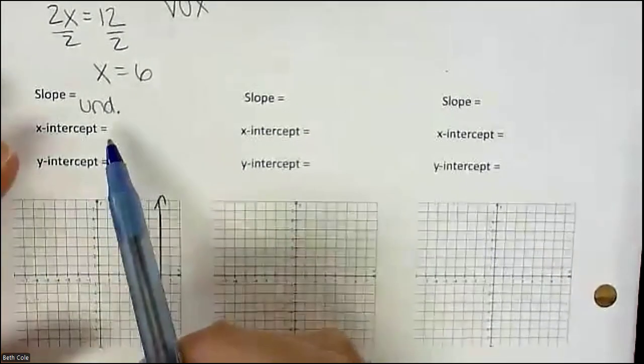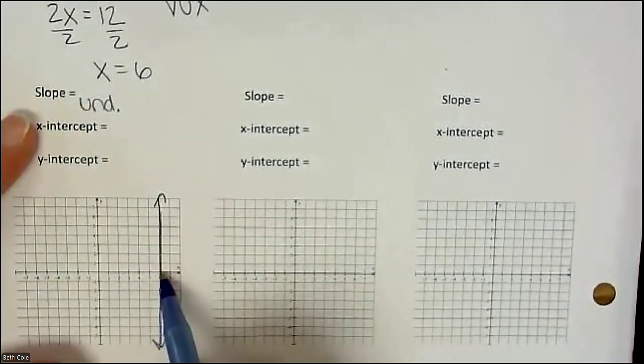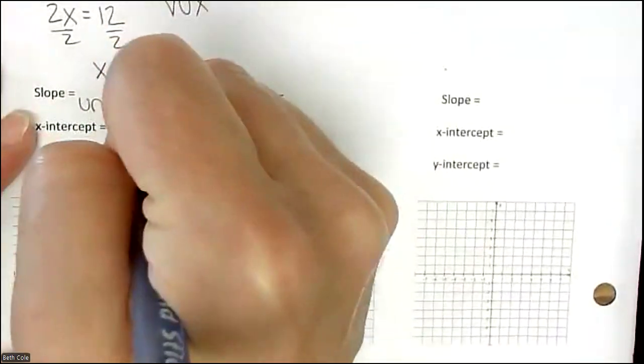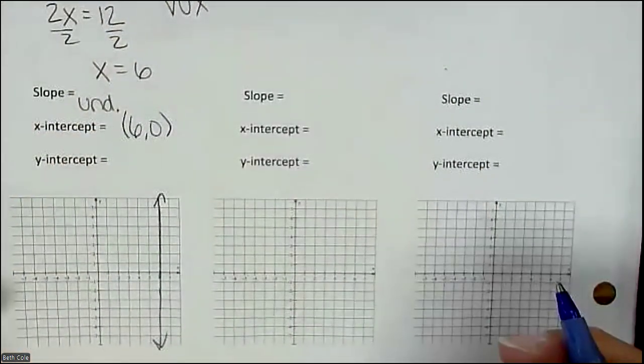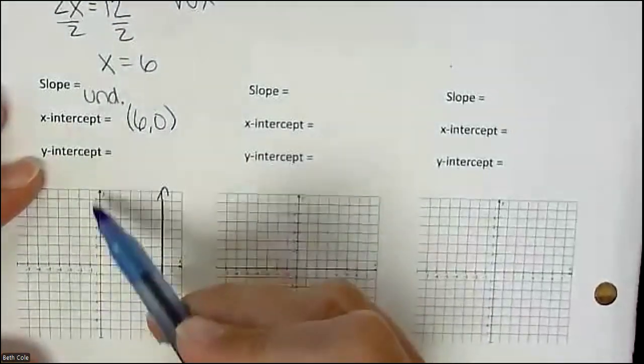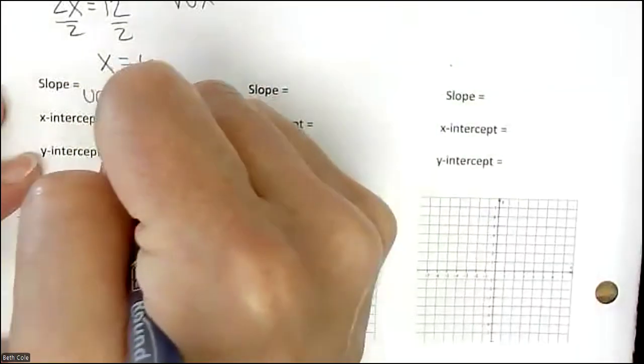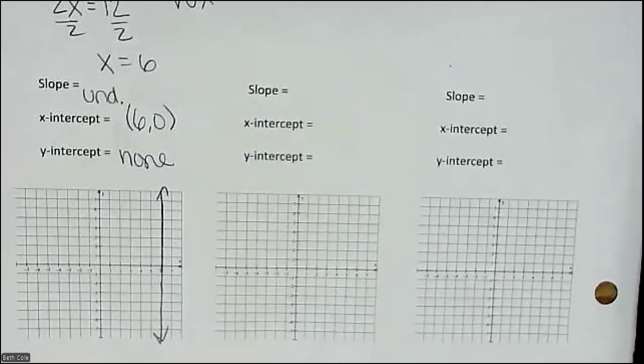All right, so your x and y intercept. What's your x intercept? Where does this touch the x? 6, or (6, 0). Now your y-intercept, does this touch the y-axis? No, so you just don't have one, none. That's okay, that's a valid answer.